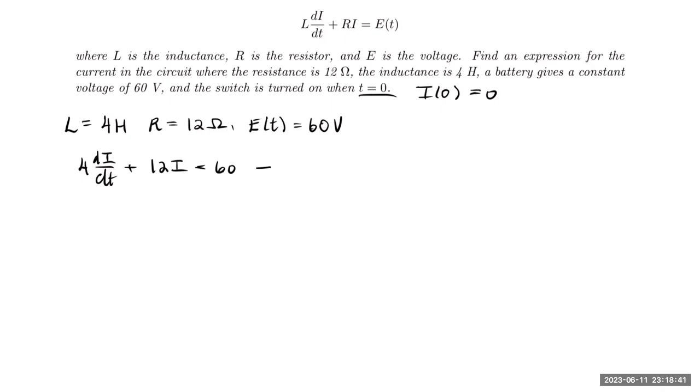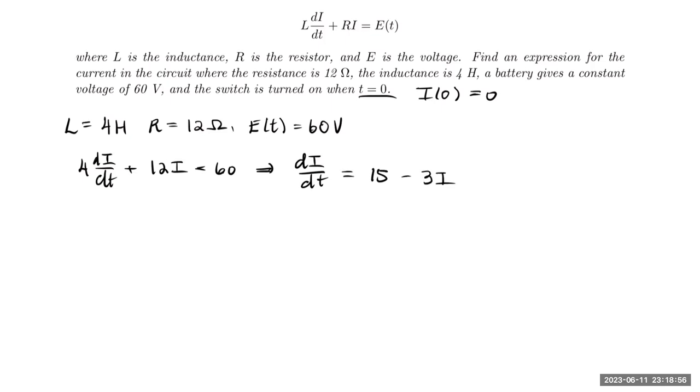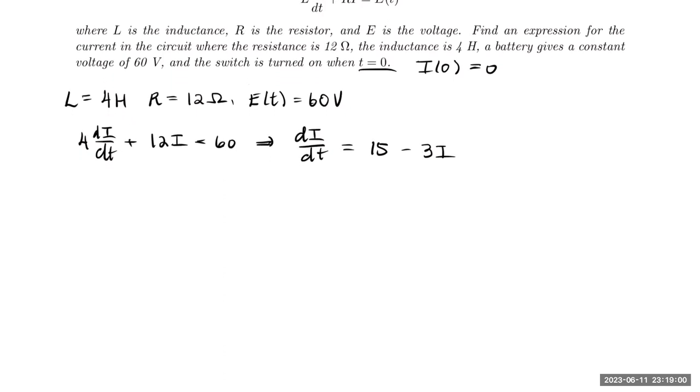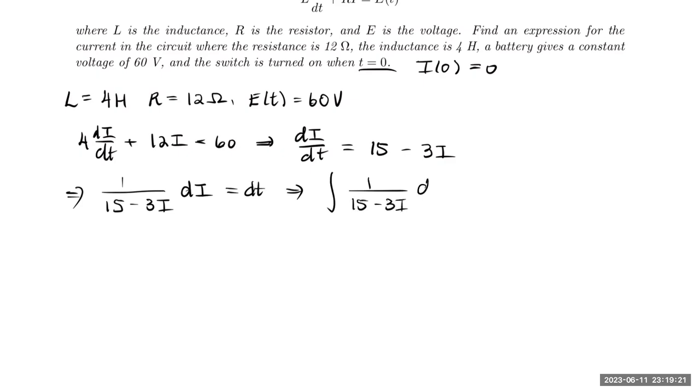That means we could rewrite the differential equation as di/dt = 15 - 3i. Now we can separate the variables once again. I'm going to divide both sides by 15 - 3i and multiply both sides by dt. So here I have 1 divided by (15 - 3i) di, and this is equal to dt.